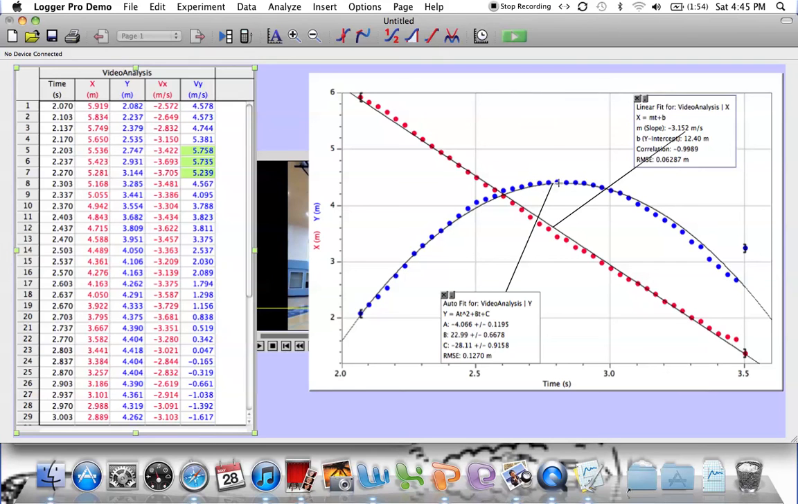And if you look at approximately 2.7 seconds, between 2.7 and 2.8 seconds in this area here, you can see that the slope of the tangent line is flat, which means the velocity in the y direction is now 0. And that's indicated here on our graph. You can see that these data points are approaching 0 and now have approached 0 between 2.803 seconds and 2.837 seconds as it switches from positive to negative.